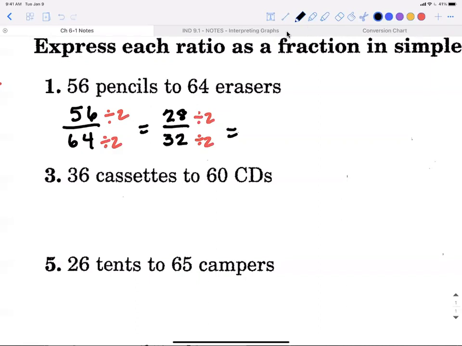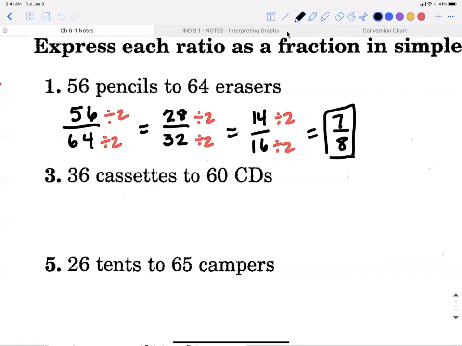28 divided by 2 is 14. 32 divided by 2 is 16. Okay, still reducible, right? It's still even, so they are both still divisible by 2. And you get 7 over 8. 7's prime, which means you cannot reduce this anymore. So that would be your simplest ratio. What this means is that for every 7 pencils you have 8 erasers.